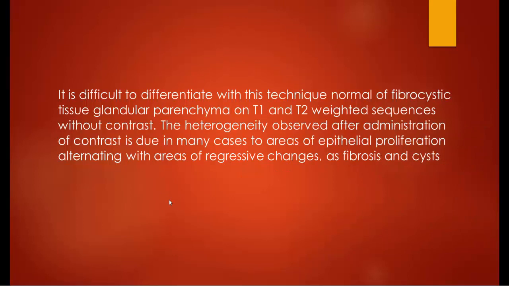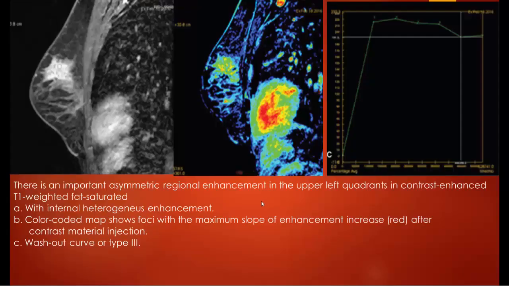It is difficult to differentiate normal or fibrocystic tissue and glandular parenchyma in T1 and T2 weighted sequences without contrast. Heterogeneity is observed after administration of contrast, in many cases due to areas of epithelial proliferation alternating with areas of regressive change such as fibrosis and cyst.